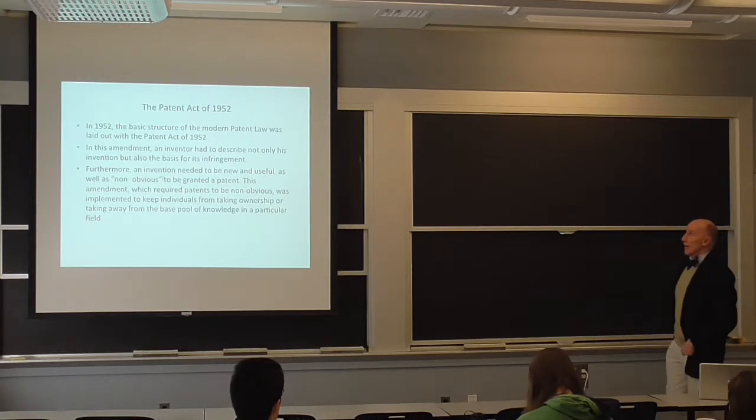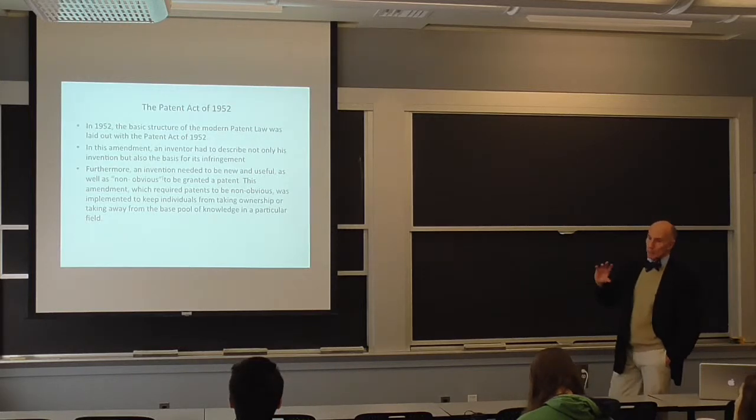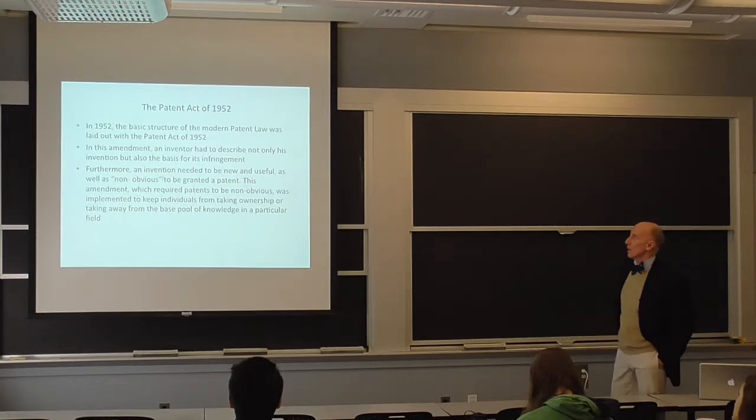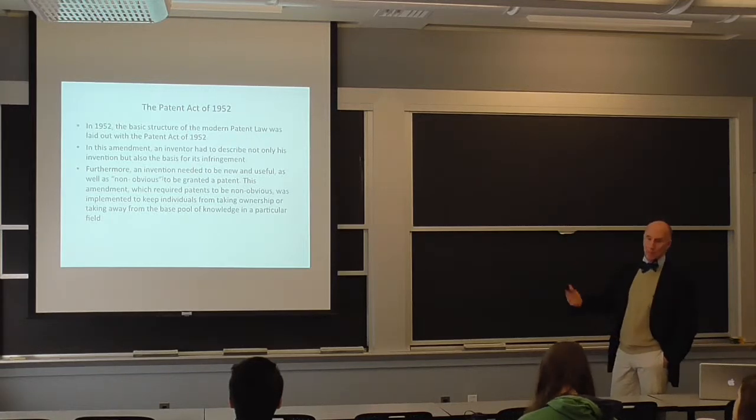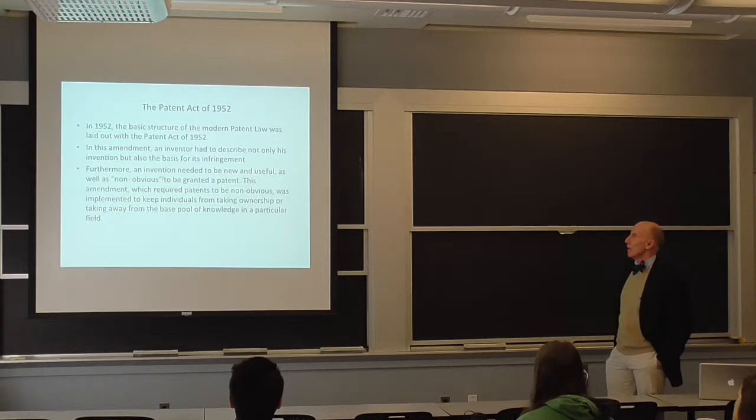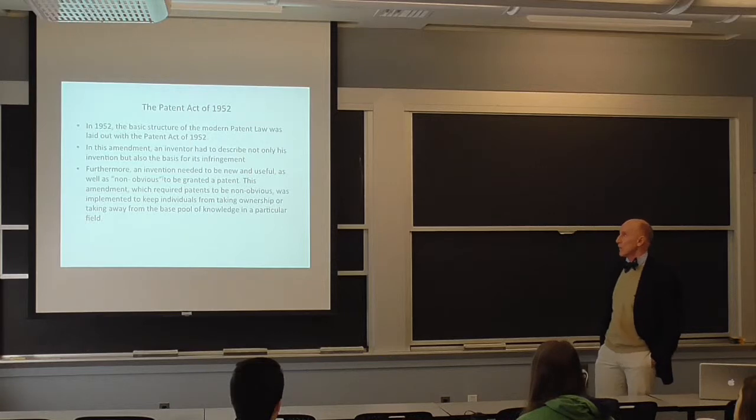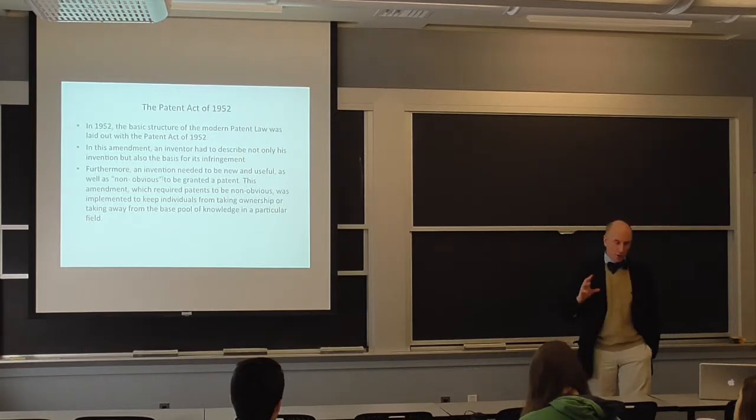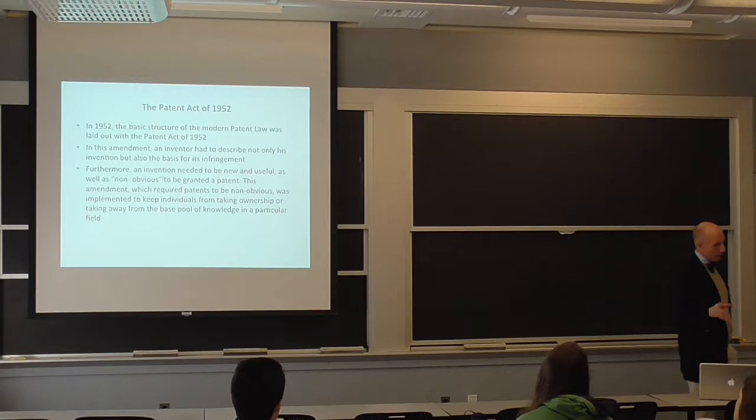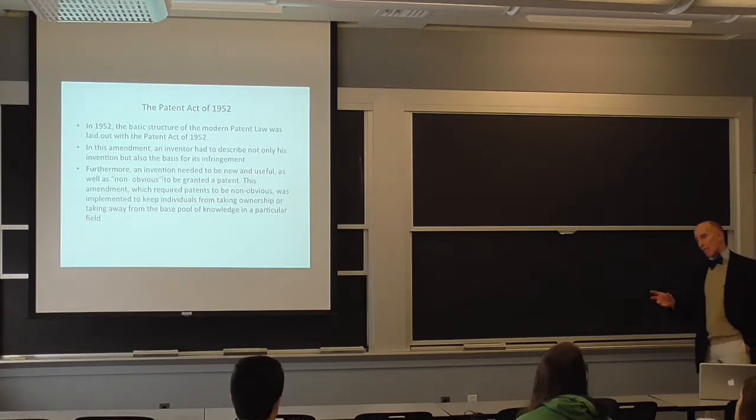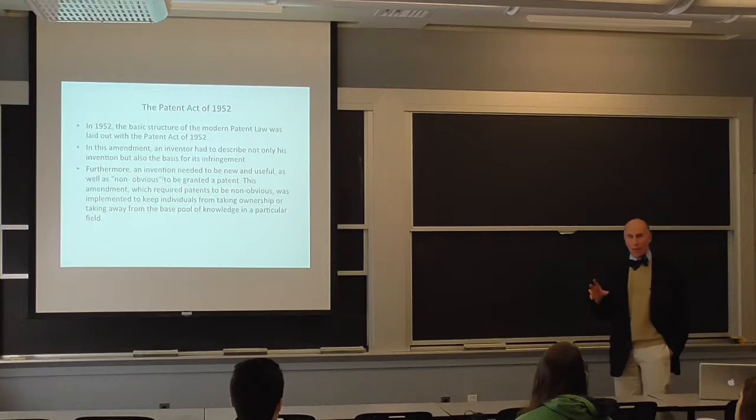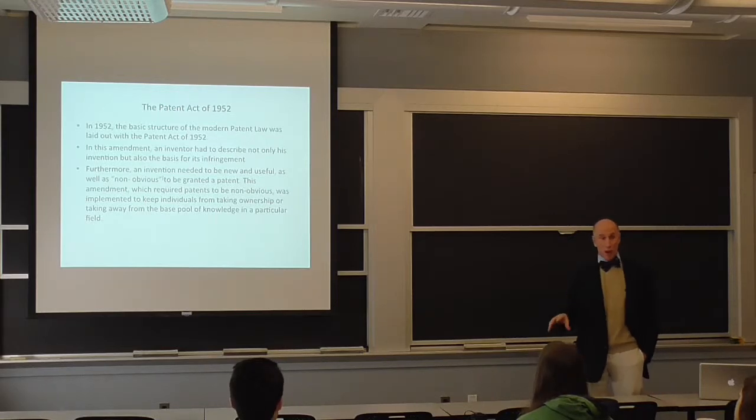Finally, we get to the Patent Act of 1952, which is really the basic architecture of modern patent law here in the United States. And this amendment to the Patent Act of 1836, under this amendment, an inventor only had to describe not only his invention, but also the basis for its infringement. This was a novel, new sort of wrinkle in patent law. It's becoming more refined, more detailed in the way that inventors have to describe what it is that they are trying to protect.